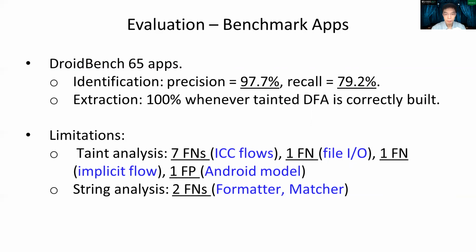It's the intercomponent communication between the different Android components. And we inherited this limitation from the tool we use, FlowDroid, to construct the code graph. And also, there are other limitations like the implicit flows that are well-known challenges in taint analysis. And also, since we lack the precise string models of Java string libraries like the formatter and matcher, some patterns are wrongly constructed.